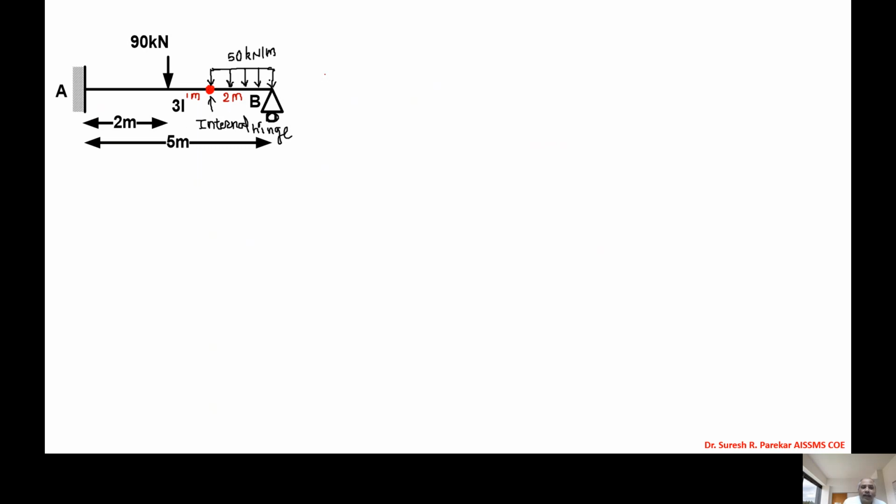So what is the advantage of this internal hinge? At an internal hinge, the moment from the left is equal to 0, and the moment from the right is also equal to 0. Now how many unknowns? There is no horizontal force, so no horizontal reaction. So we have reaction 1, then moment 2, and then the reaction RB 3. So we have 3 unknowns.